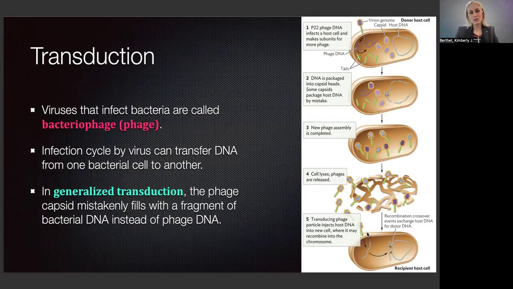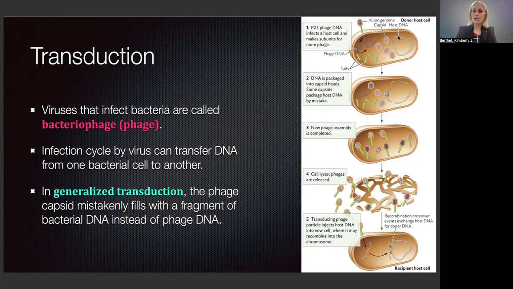Let's talk about transduction. We have two types of transduction we'll discuss today. We have generalized transduction and specialized transduction. Both involve what we call a bacteriophage. This is a virus that only infects bacterial cells. Here we can see the virus on top of the bacterial cell. We see the viral genome packed inside the head of the virus. So this virus is infecting this bacterial cell, injecting its genetic information from the virion head into the bacterial cell.